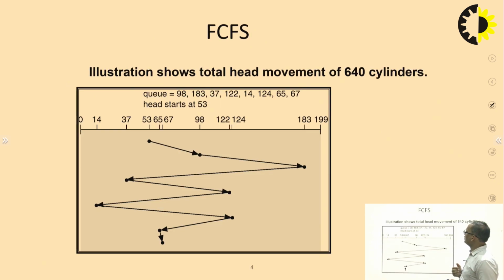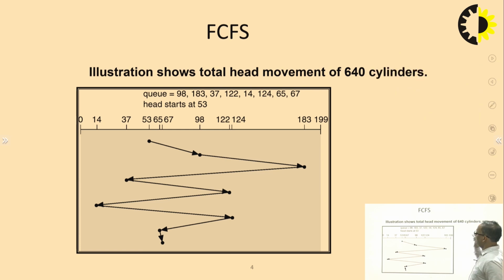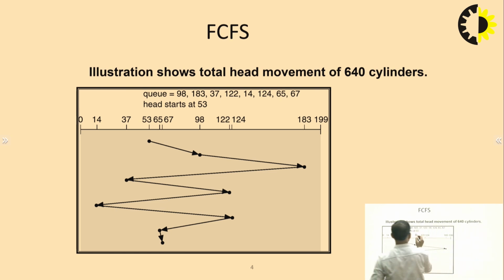Let us start with the first algorithm, FCFS. In the FCFS disk scheduling algorithm, the input output request which comes first in the queue will be serviced first. This is the basic concept of the FCFS disk scheduling algorithm. For example, suppose we have a queue of input output requests.